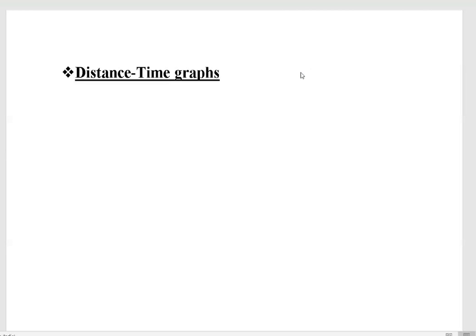We have already seen the introduction part of the graphical representation of motion. Now, let's understand how distance-time graphs help. So, let's talk about distance-time graphs. See, these graphs are used to represent the change in position of an object with respect to time. That's why they are distance-time graphs.